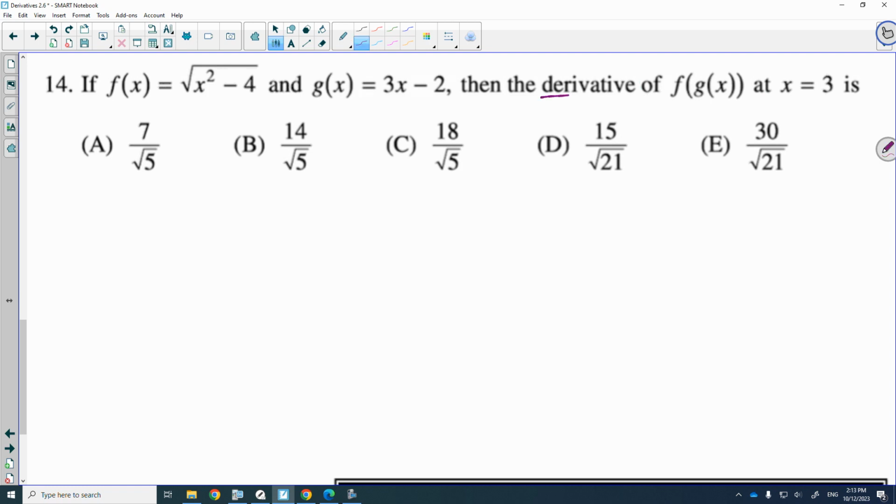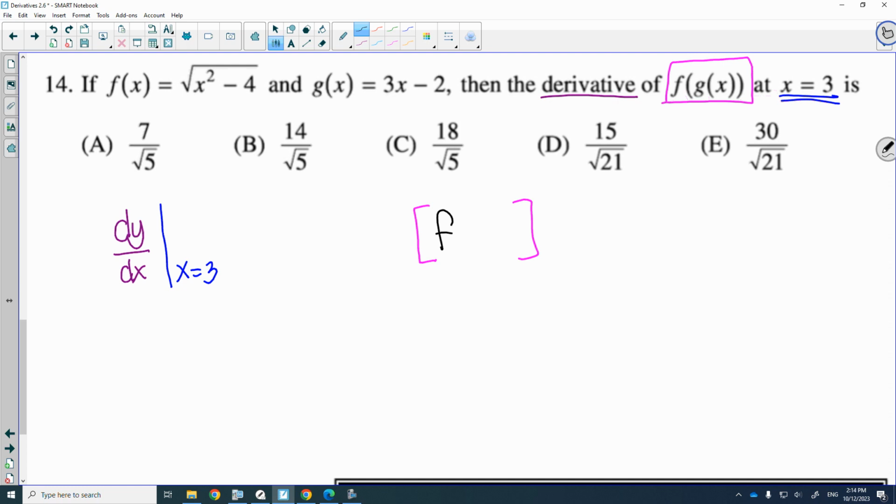Okay, so derivative, we know, is dy over dx. They want the derivative at x is equal to 3. So this is the notation. So they want the derivative, dy dx, when x is equal to 3. Now, what do they want the derivative of? They want the derivative of this composite function. So what they want the derivative of is f of g of x.